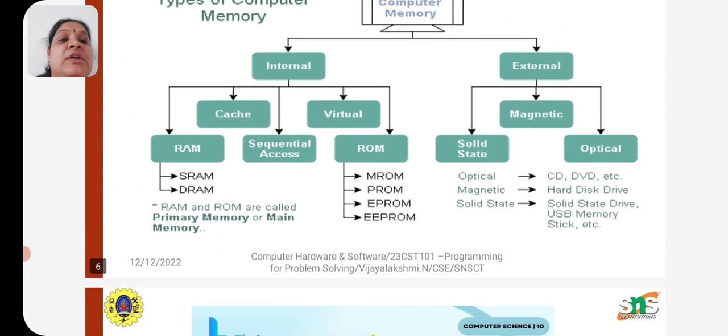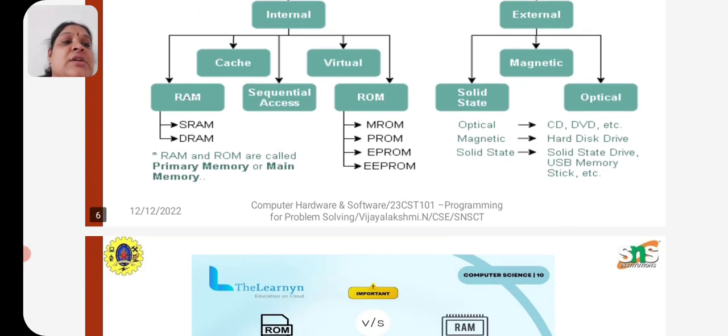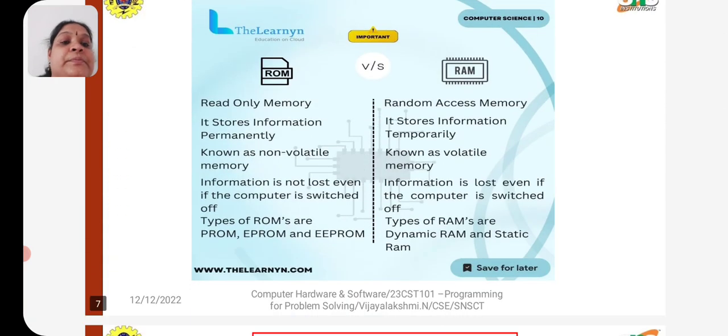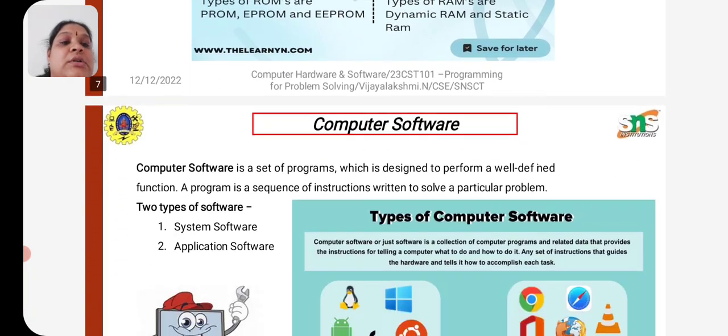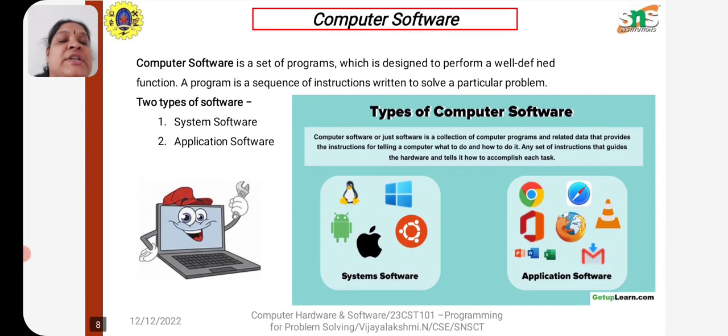We saw about memory, internal memory and external memory. RAM and ROM are called primary memory, whereas solid state or hard disk drive are called external memory. We saw the difference between RAM and ROM, and we saw about application software and system software.